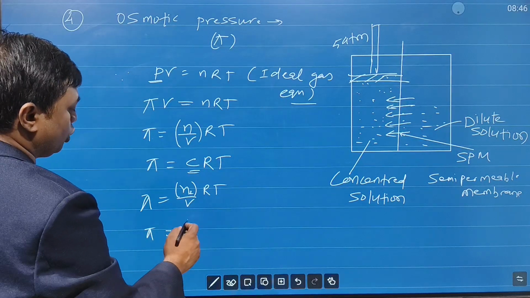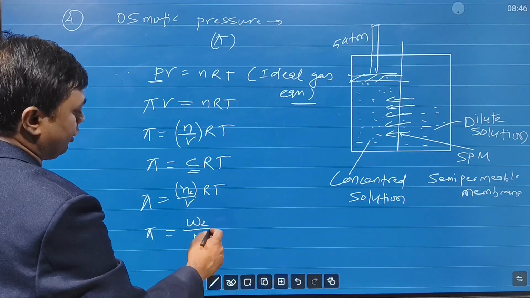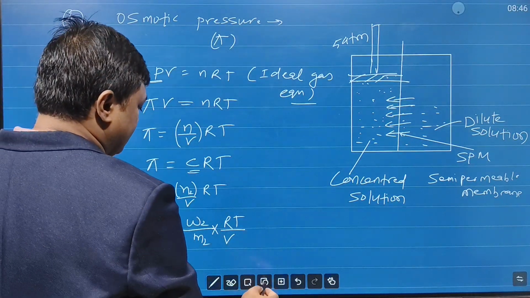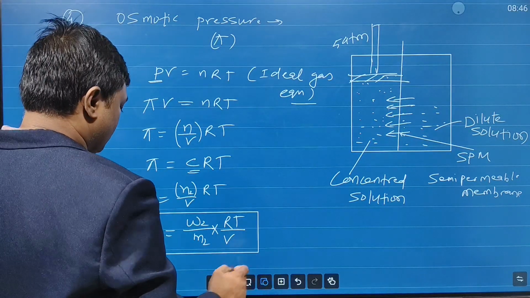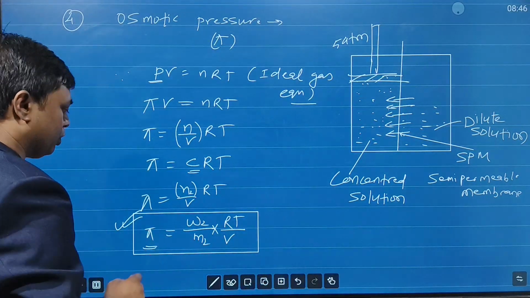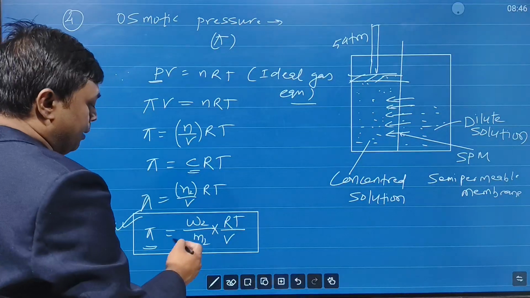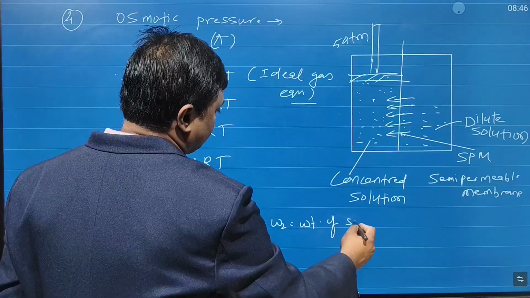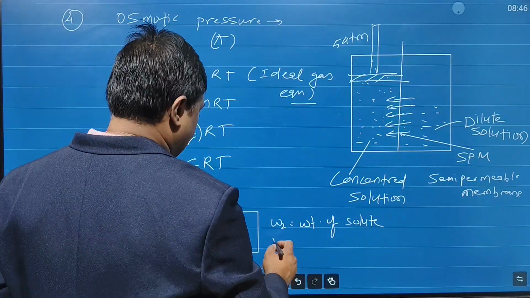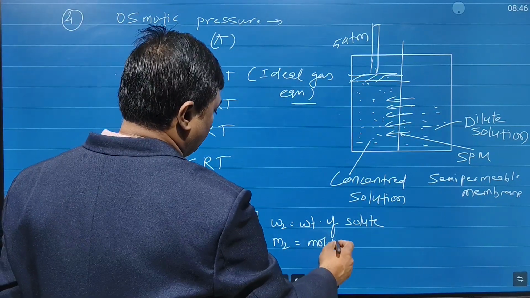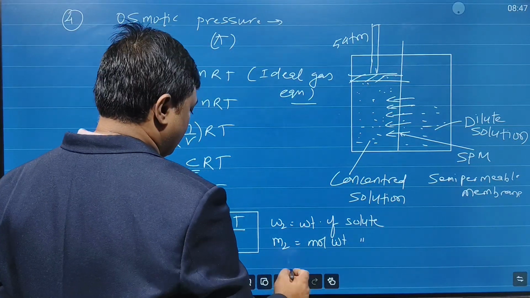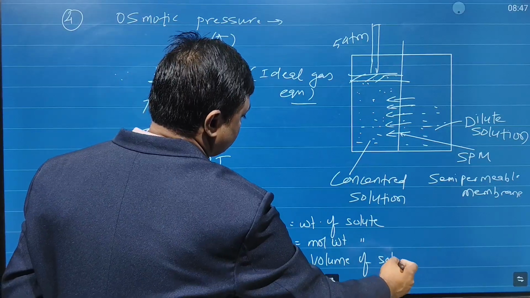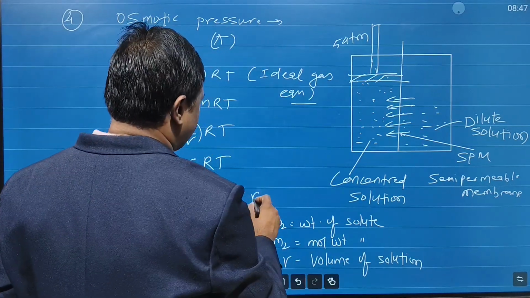Number of moles of solute, how are we finding it? Weight of solute by molecular weight of solute into RT by V. Here R is the gas constant, and T is the temperature in Kelvin. Here pi is the osmotic pressure, W2 is the weight of solute, M2 is the molecular weight of solute, V is the volume of solution, and R is the gas constant.